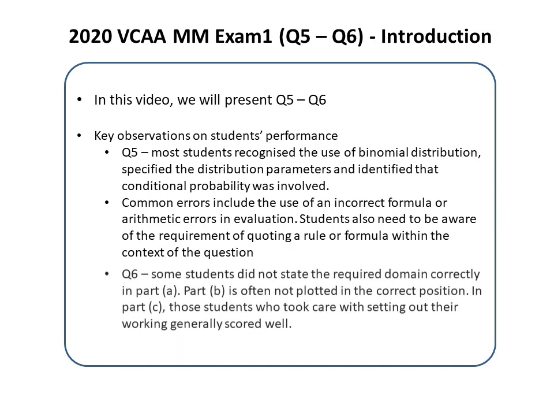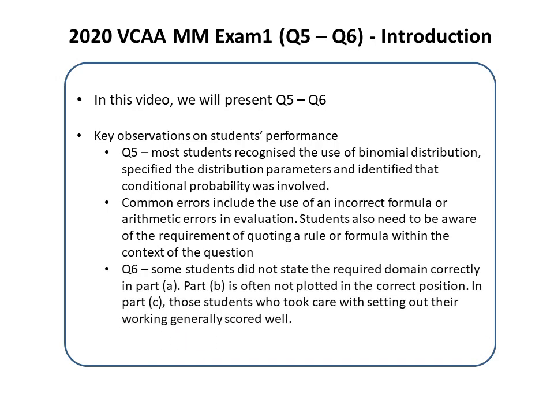For question 6, some students did not state the required domain correctly in part A. In part B, though the point of intersection was generally obtained correctly, it is often not plotted in the correct position. In part C, those students who took care with setting out their working and did not attempt to do several steps in one line of working generally scored well.